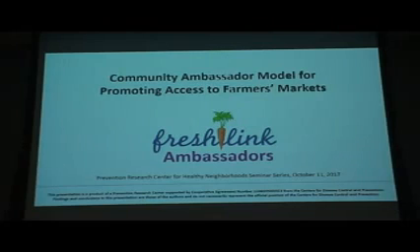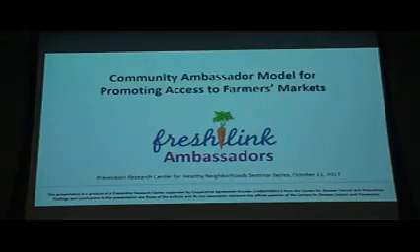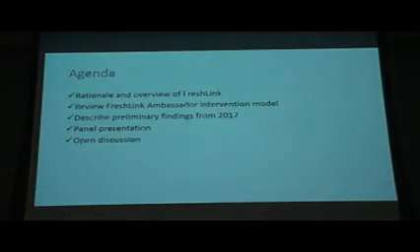So for our format today, we are going to hear a little bit from Rachael and me about the rationale for FreshLink. Why do we have the project? How did we develop it? What are the components of the FreshLink Ambassador model? We'll share initial results based on the first 13 weeks, through the end of August. We still have the month of September data that we'll add in, so these are not final results. And then we'll turn it over to our three panelists today.